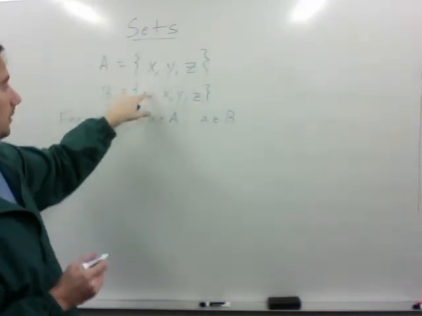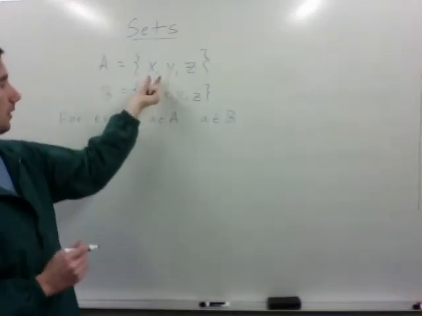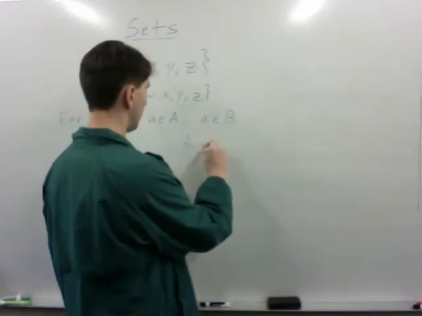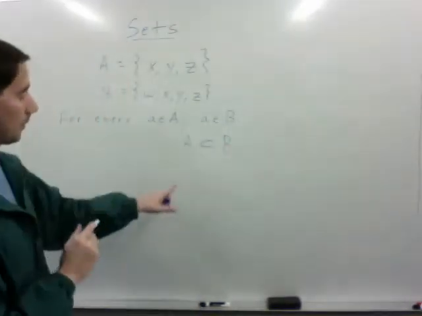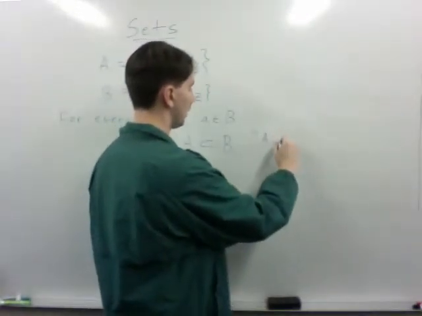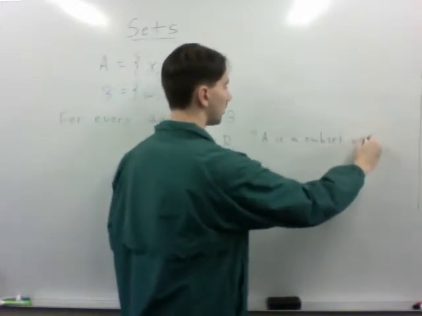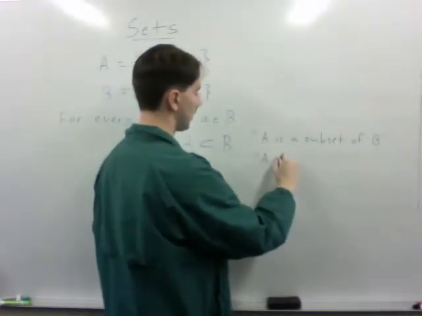And there are also some elements in B that aren't in A. Whenever this happens, so that everything in A is also in B, we use this symbol that looks kind of like an elongated C. We say that A is a subset of B, or A is contained in B. And we denote it like this: A is a subset of B, or equivalently, A is contained in B.